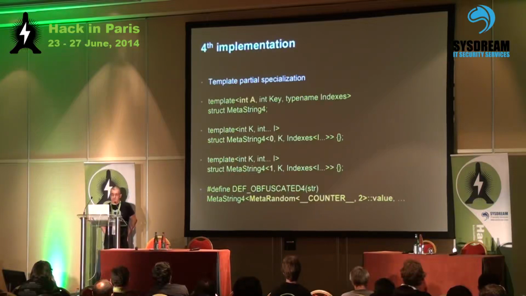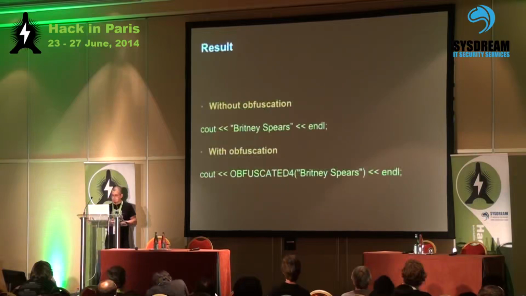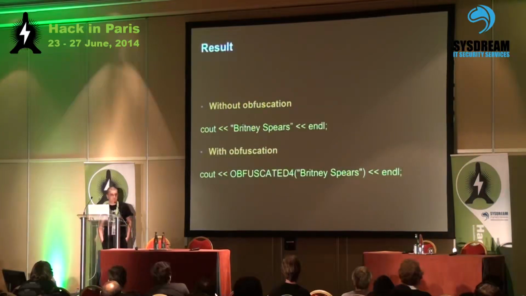And to choose a random algorithm, just use meta-random again. In this case, I have only two possibilities, two algorithms. So I have the value 2, but you can implement the number you want. And this is my code without obfuscation and my code with obfuscation. So the syntax is not so nice, but it's not too ugly. And I will show you the result.